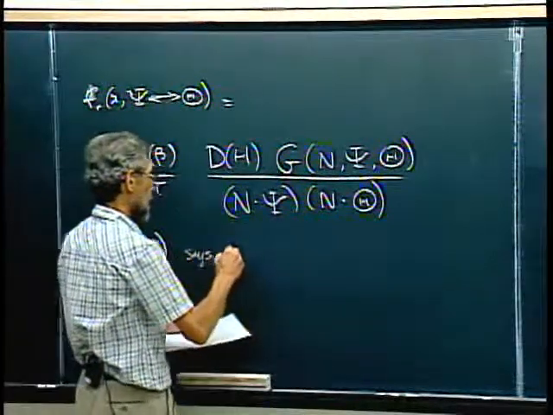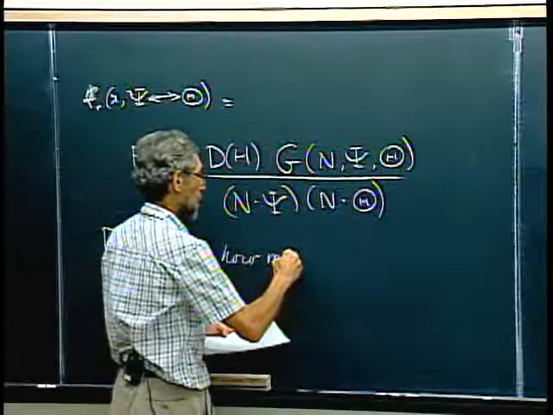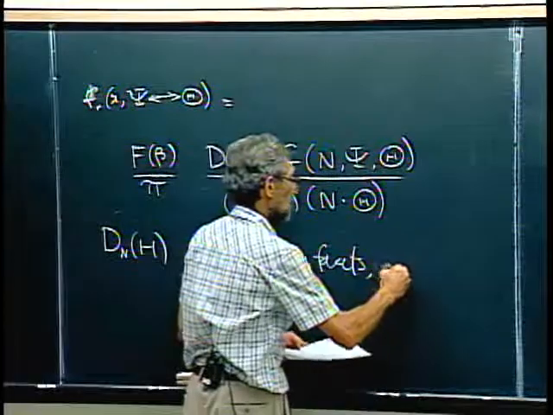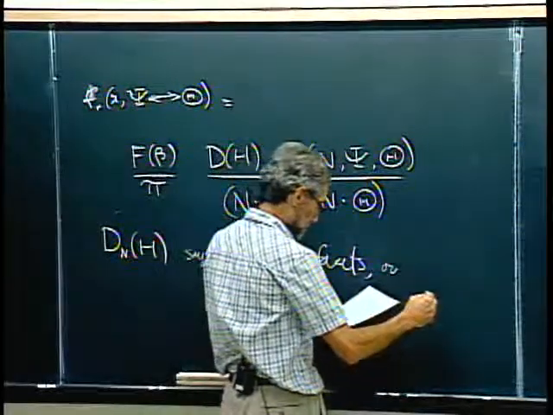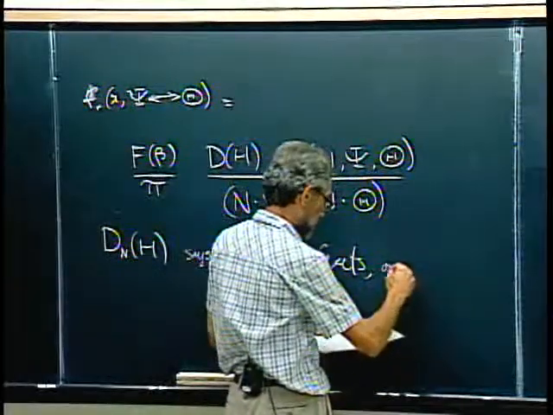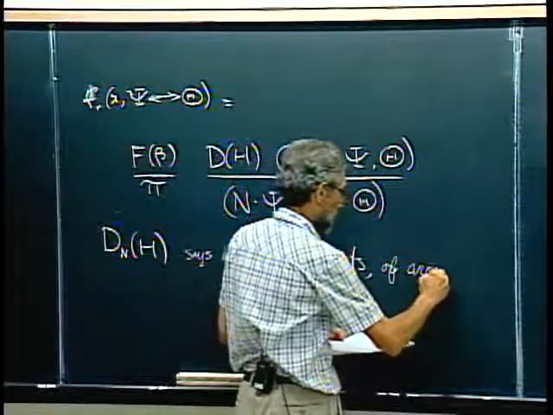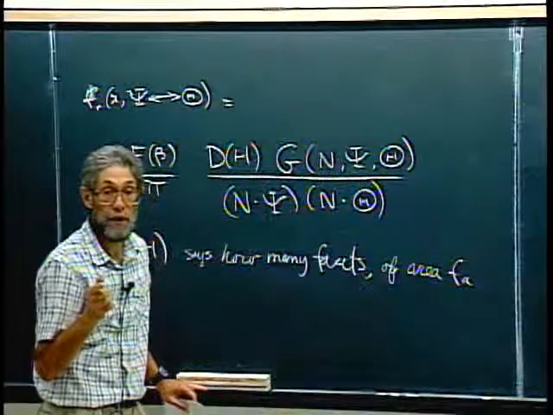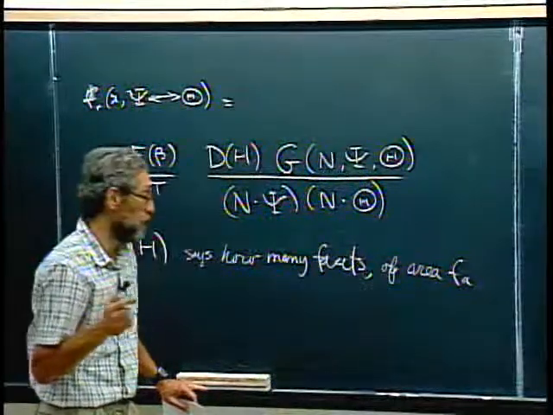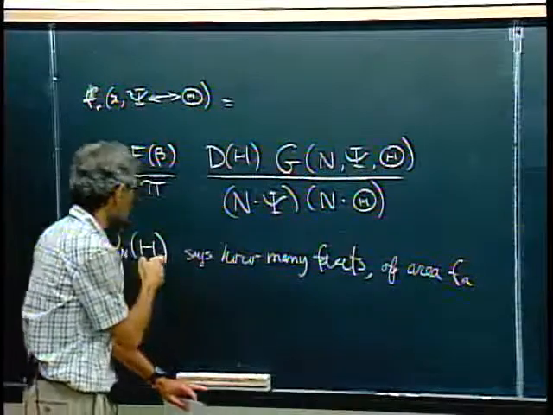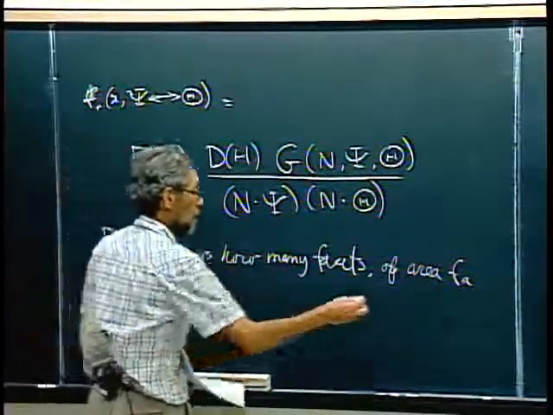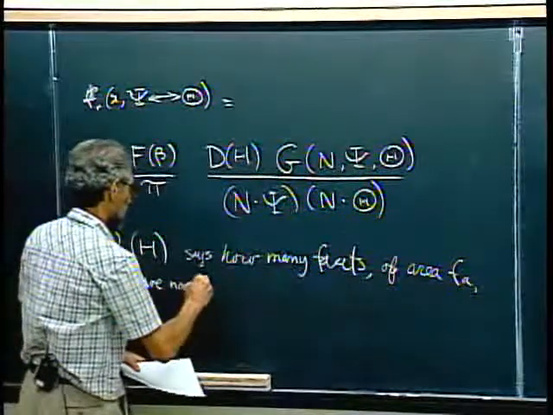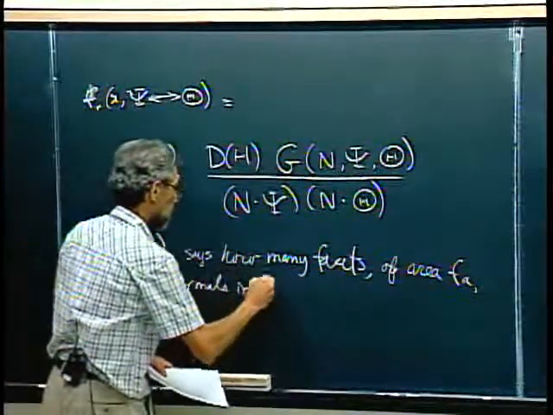says how many facets of area, say, FA. So for now, I'm going to assume all these little microfacets have the same area. And that we really then are just counting how many of them have normals in direction H.